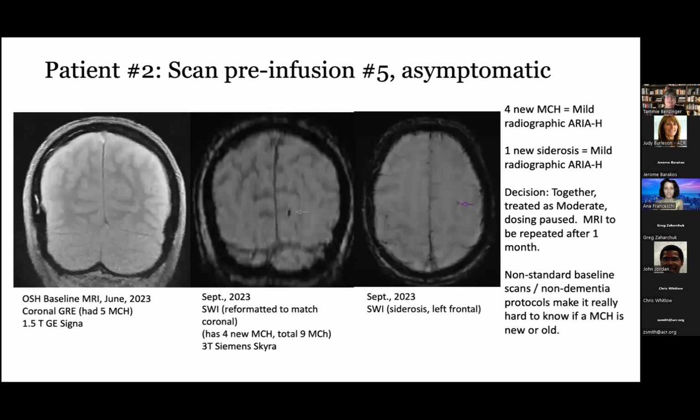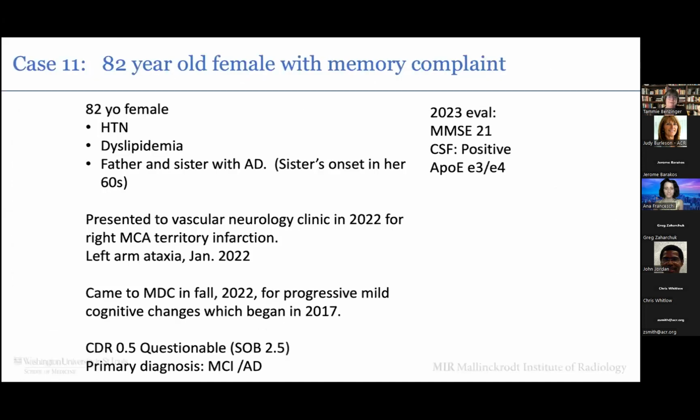So I just wanted to show you some challenges that we had with this case, and that is that the baseline had this coronal gradient echo from an outside hospital, made it really hard to determine whether the microhemorrhages were new or old. This was one of the advantages of including the SWI, and that we could reformat it to identify which lesions were new versus old.